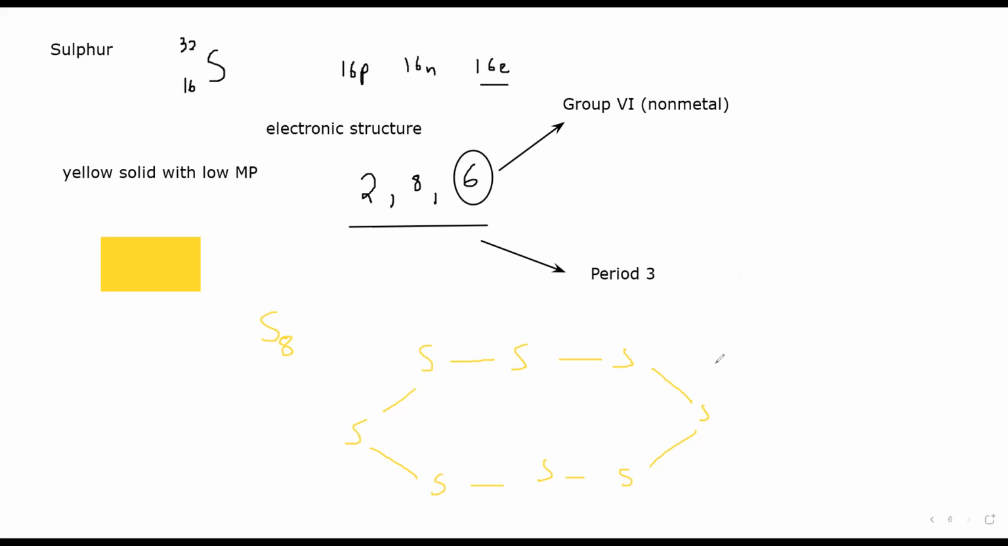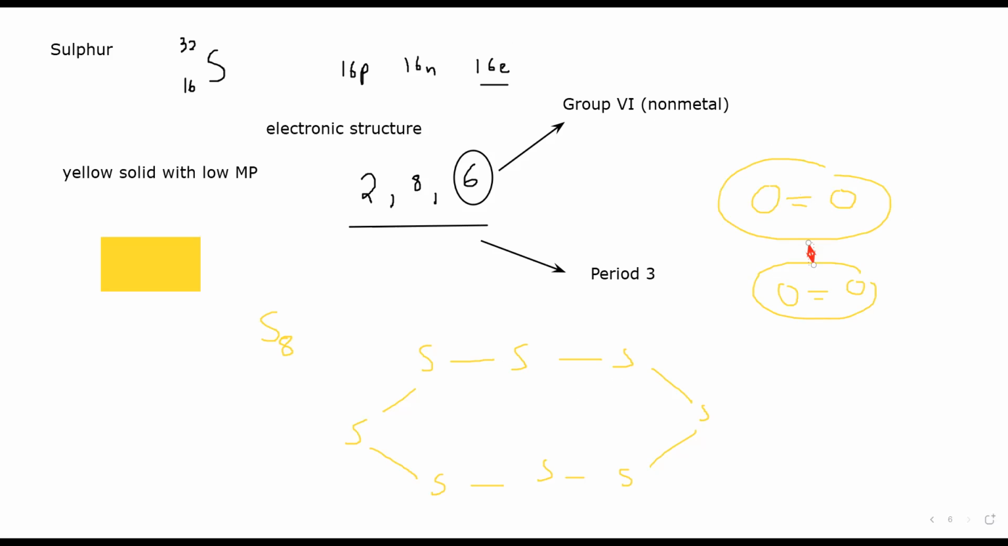Like for oxygen, oxygen is O2. So it contains 2 oxygen atoms in a molecule. So what is the state of oxygen? Oxygen is a gas at room temperature. Why is oxygen a gas at room temperature? Because there are only two atoms in a molecule, and the attraction is weaker. That's why it is a gas.